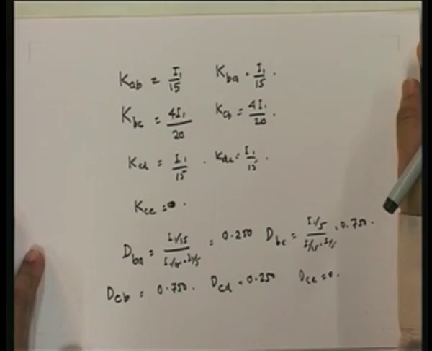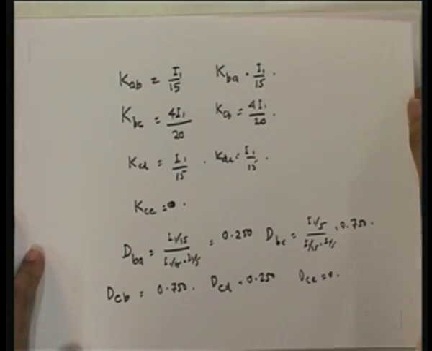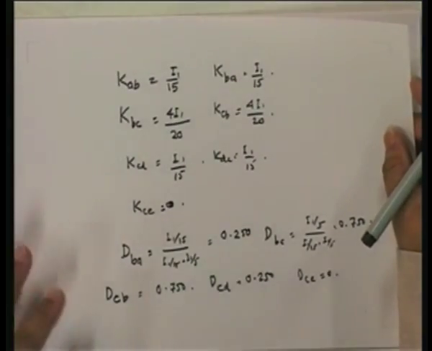Carryover factor, this is a normal problem, so carryover factor is half from each side, excepting that carryover from A to B is 0 because A is a fixed end, and carryover from D to C is 0 because D is a fixed end.